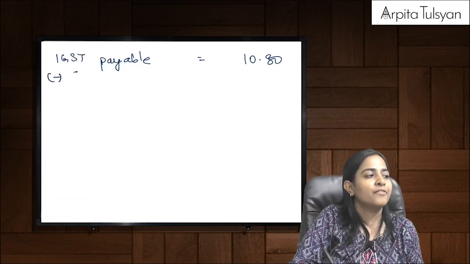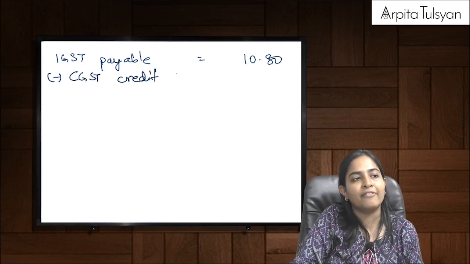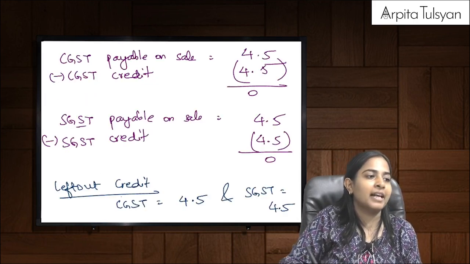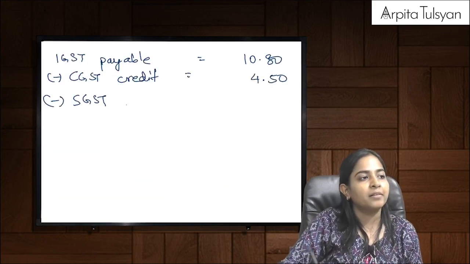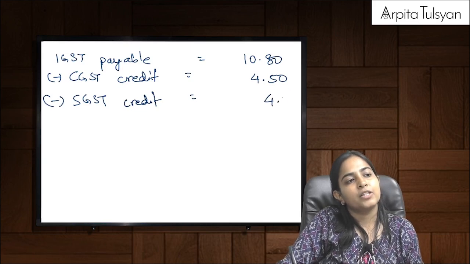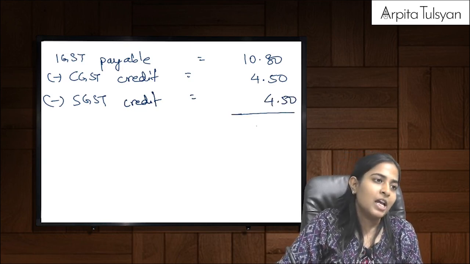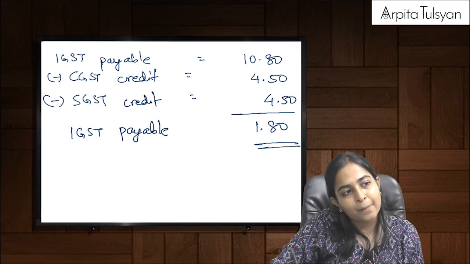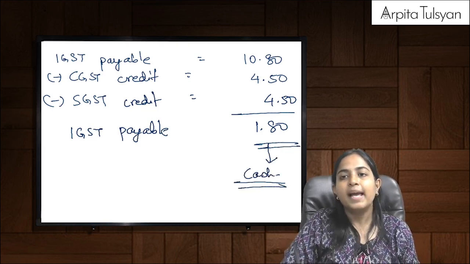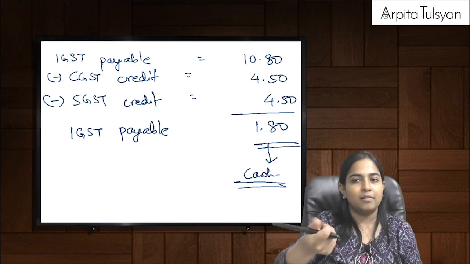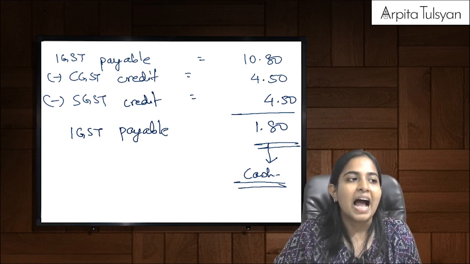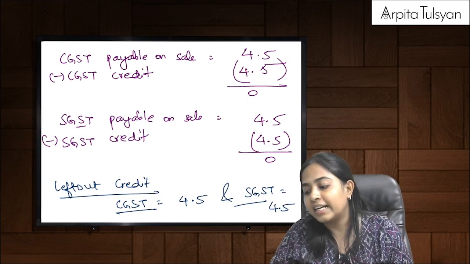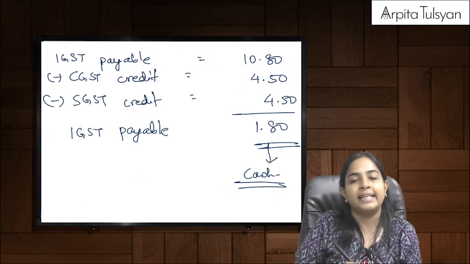So, from this, first I will use my CGST credit. How much was my leftover credit? 4.5. And how much was my SGST credit left? That was also 4.5. So, can we say I have got 9 available with me. So, 1.80 liability still payable. And this I will pay to the government in cash. Means credit I cannot use, so I will have to pay by transferring the money. Are you understanding this, everyone? Yes, this is how the credit is used and the liability is paid.